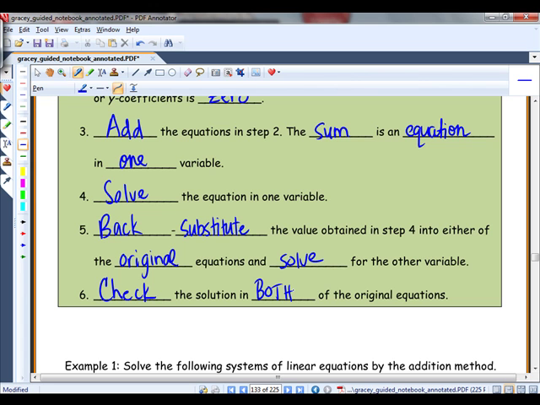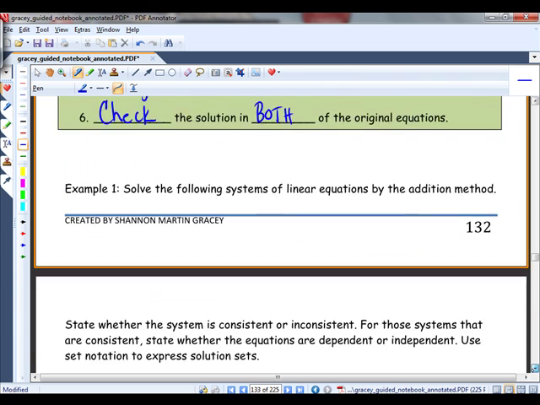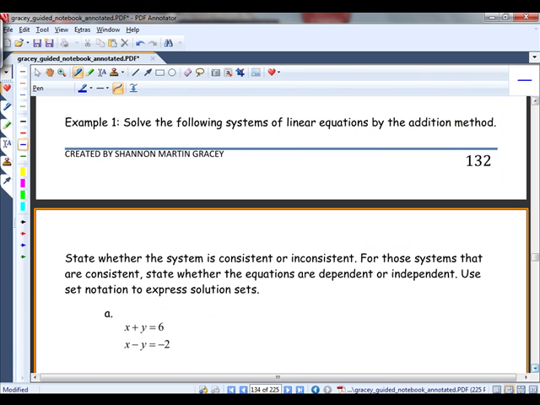All right. Okay, so here we are. Example 1. Sorry, it was on 2 pages there. Solve the following systems of linear equations by the addition method. We want to state whether the system is consistent or inconsistent. For those systems that are consistent, state whether the equations are dependent or independent. Use set notation to express solution sets.